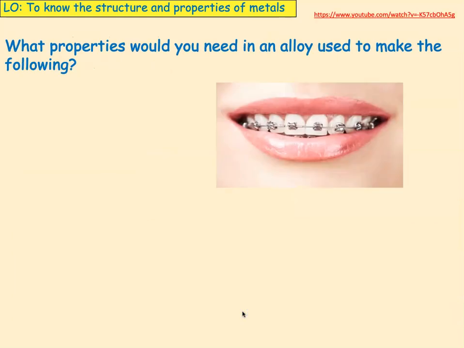Now here we have a special alloy. Some of you may have come across it. It's called nitinol. Now if you pause the video now and copy the YouTube link, there's a video on how nitinol is used. So come back when you've watched that.